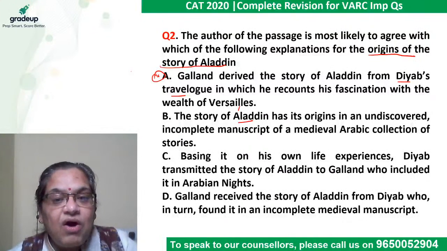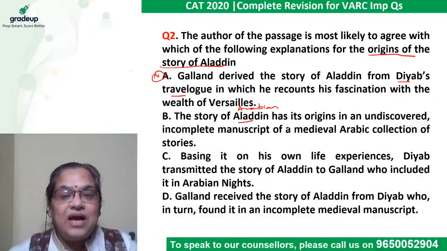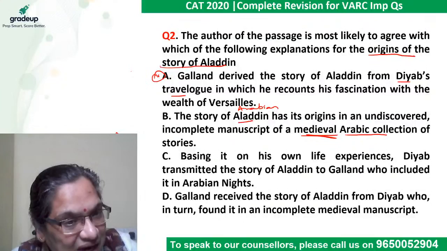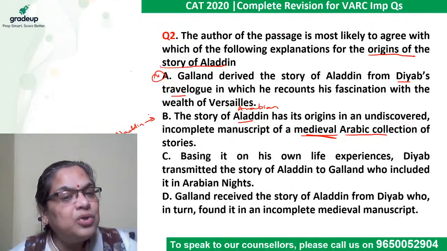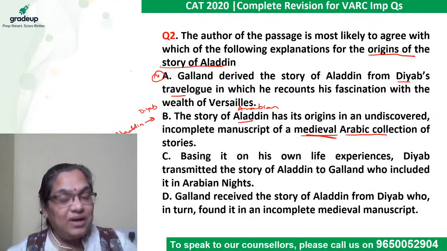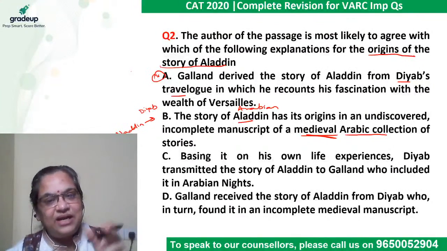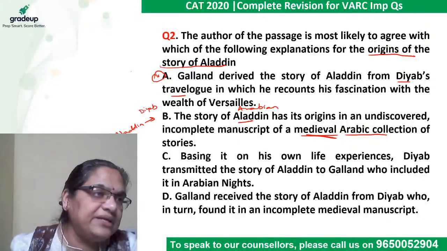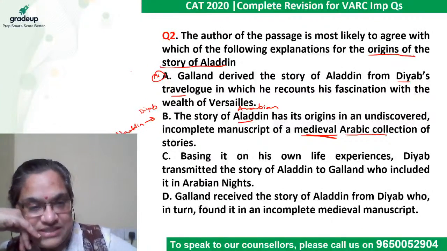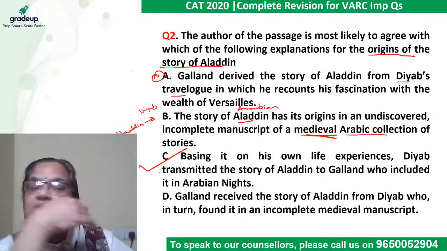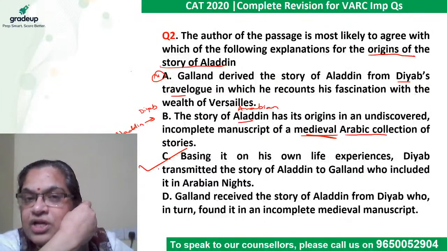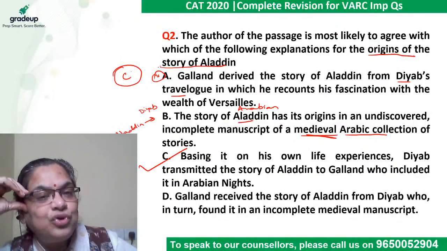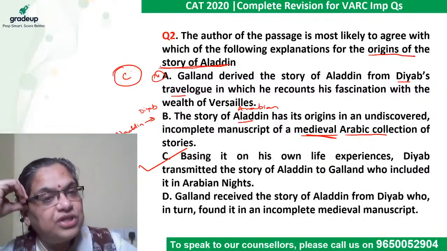The story of the Arabian Nights is based on a medieval Arabic collection. The story of Aladdin, on the other hand, was told to Galland by Diab. The Arabian Nights, yes, he translated a medieval Arabic set of stories. But the story of Aladdin is not in that medieval manuscript, by the way. Diab told the story of Aladdin to Galland based on his own experiences, and Galland included that in his work. So that would go with the author's idea, which is exactly what the author is saying.